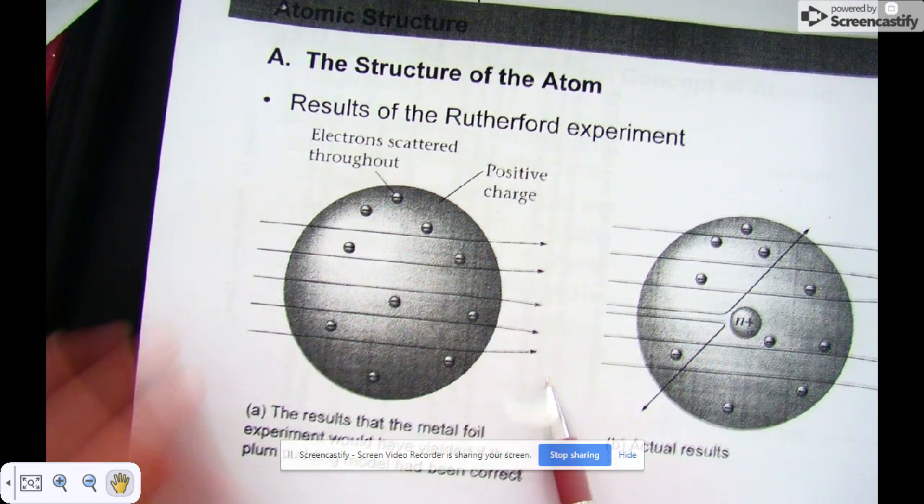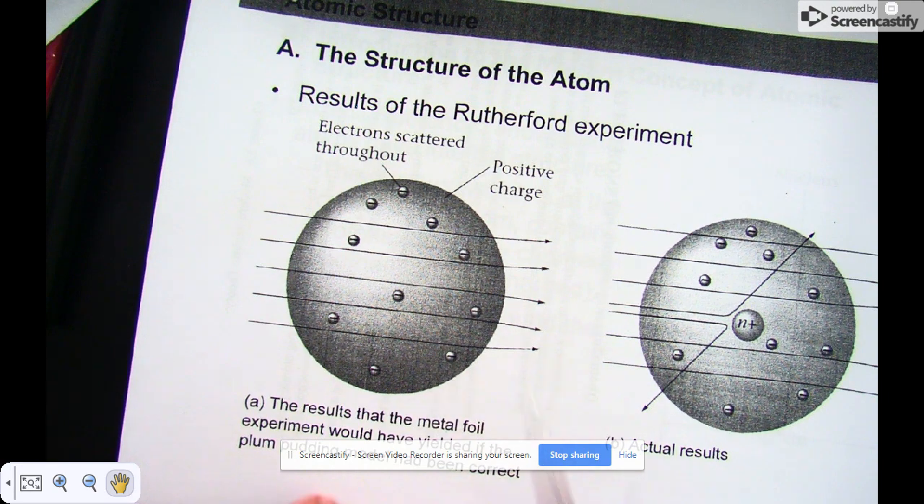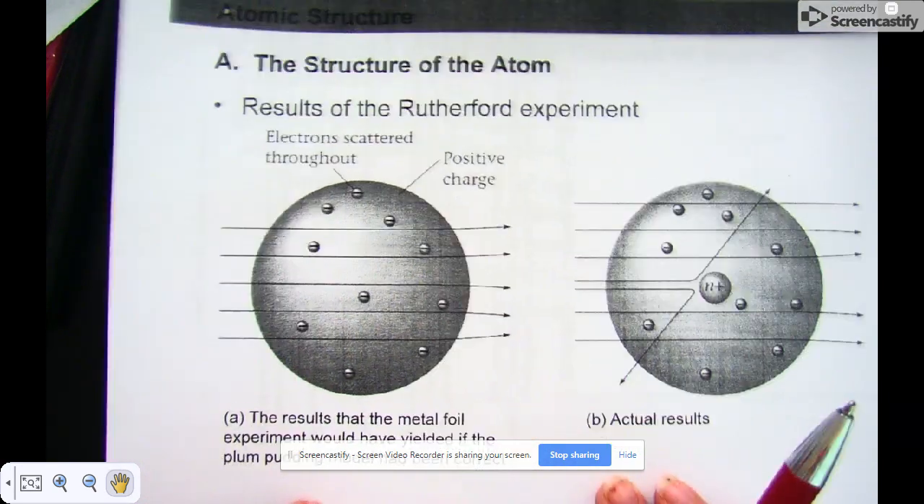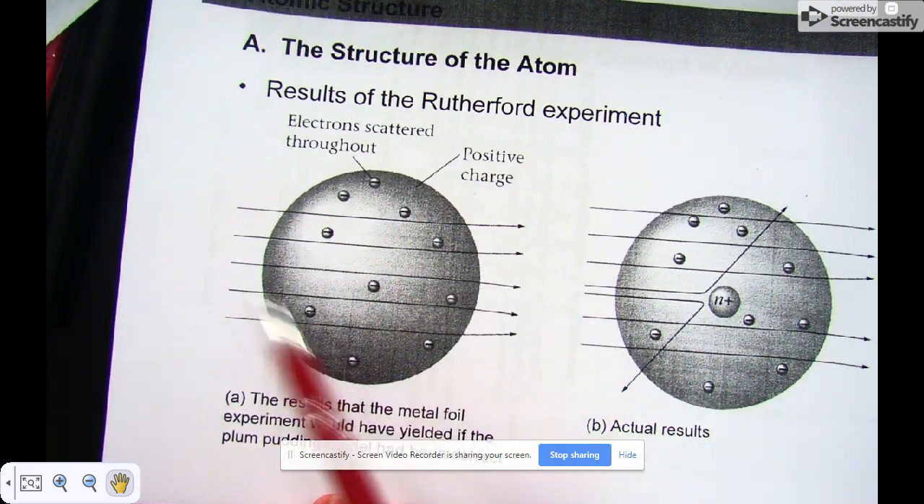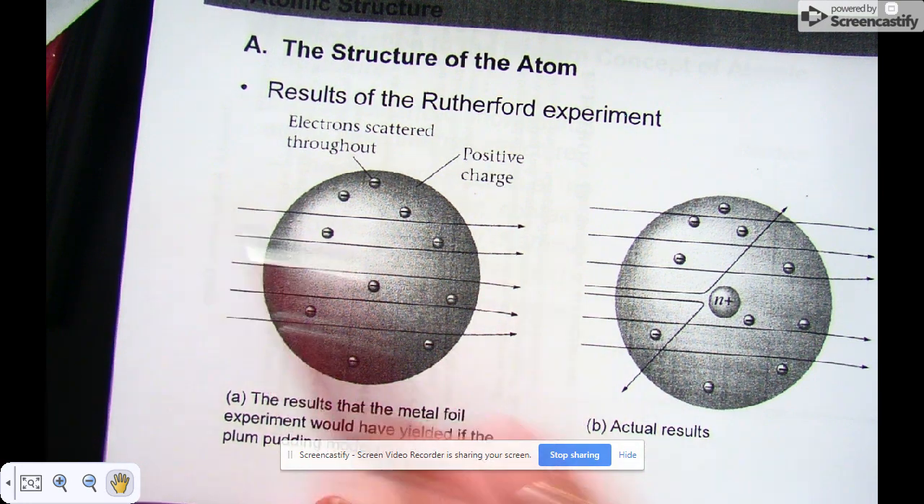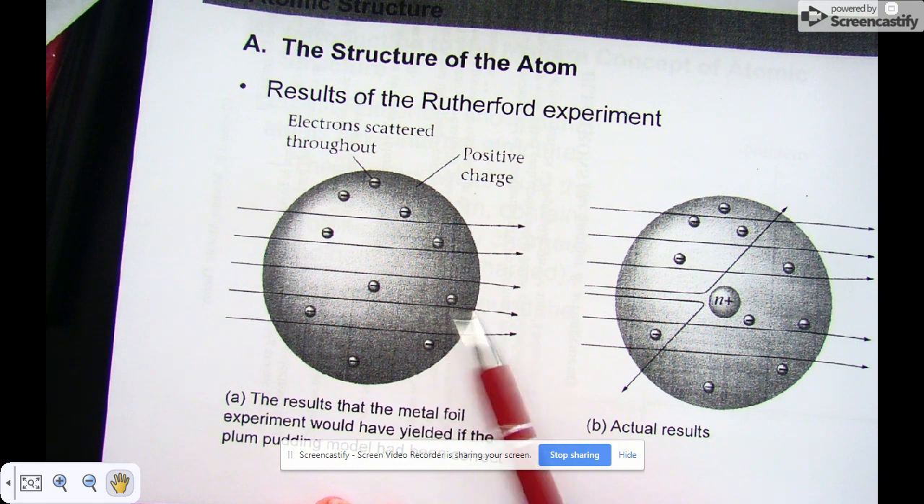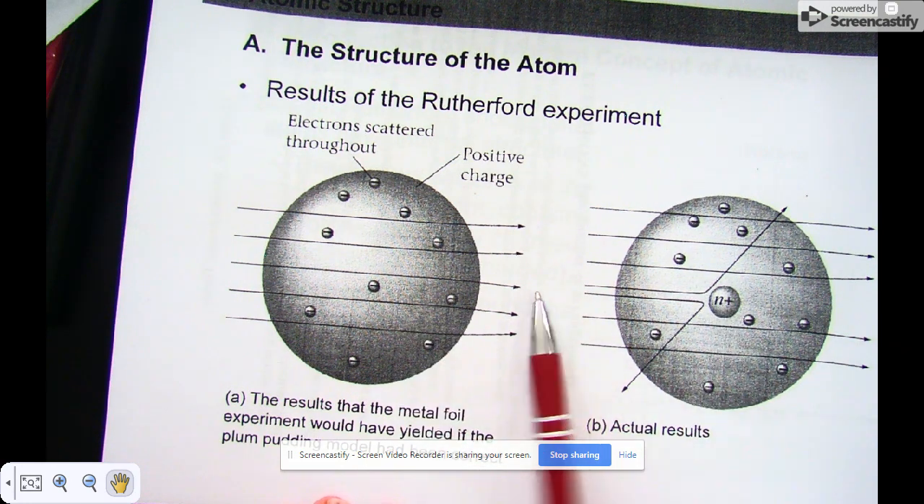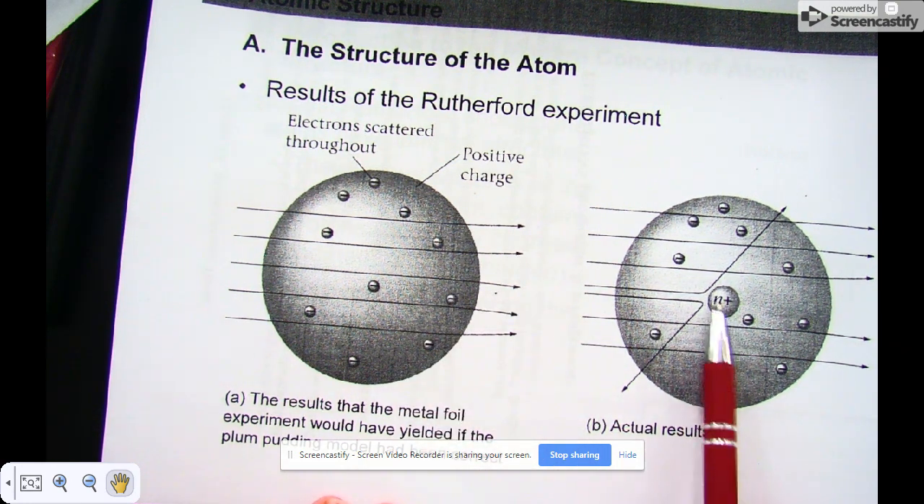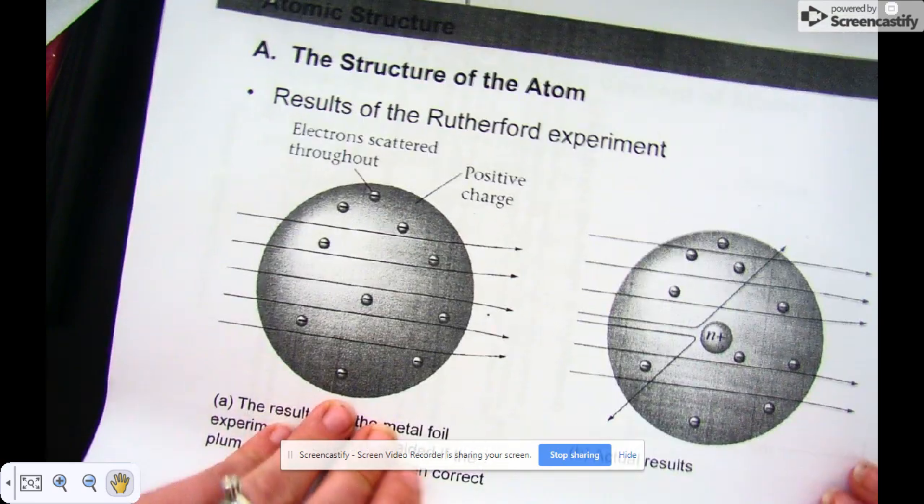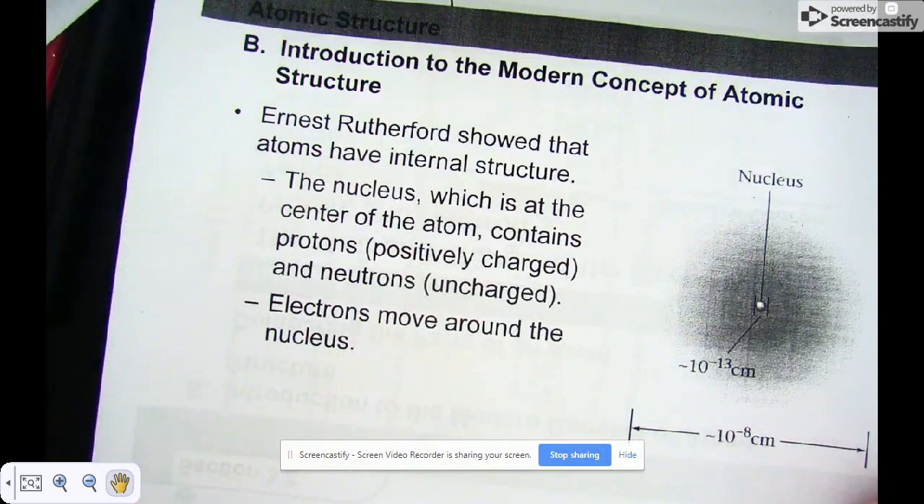So this is what would have happened. In his experiment, if this plum pudding model, which is what they had before, had been correct, it would have just all slid through. It would have gone right through because those negative particles would have just gone right on by with just slight deflections near them. But instead, what was happening was it was running into these dense cores, and those that ran into the nucleus were bounced off. So that's how they knew that the structure of the atom was different than they thought before.